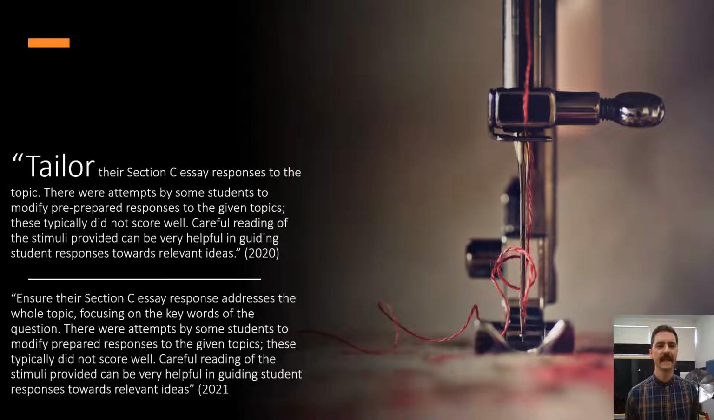All right, so obviously you're tailoring. We're going to read a bit, 2 different chunks, 2020 and 2021. So the whole topic, focusing on keywords. That's why we just went through the previous steps. You've got to make sure you're pulling out all the ideas that are possible in there. Pre-prepared doesn't score well. Careful reading of the stimuli can be very helpful in building your responses to relevant ideas. So you're tailoring it. You don't just have your options that you've got pre-planned.